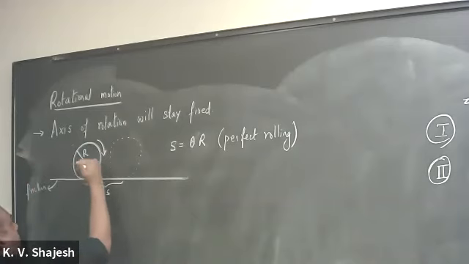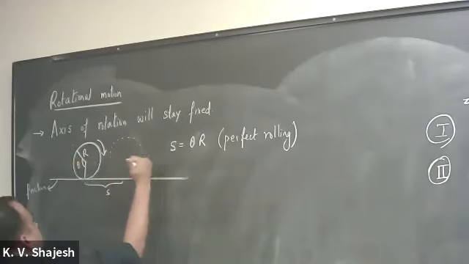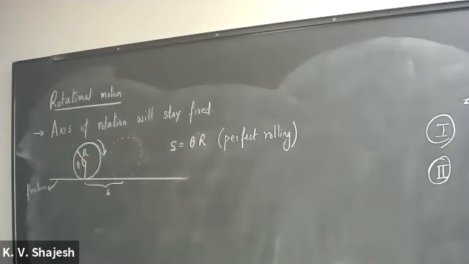Even though the axis of rotation is moving, the direction is staying the same. So when I say the axis of rotation will stay fixed, it doesn't mean that it cannot move. What it means is that the direction of that vector is staying the same. It itself can move with the body. That doesn't matter. So in this case, the axis of rotation does stay fixed. It is coming out of the board.